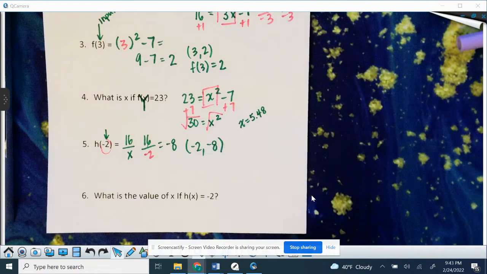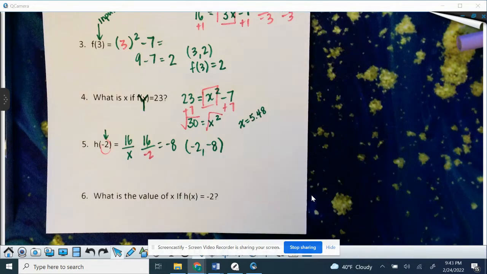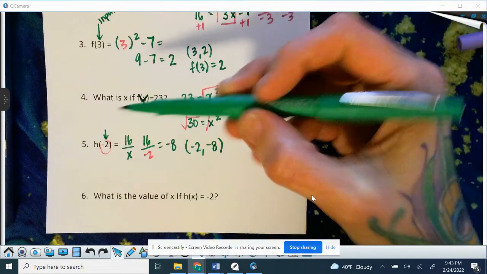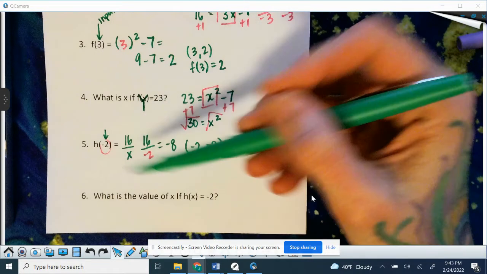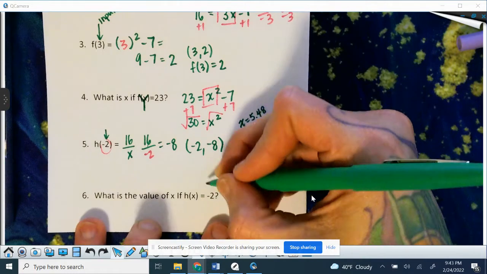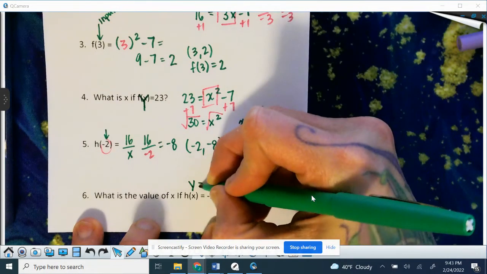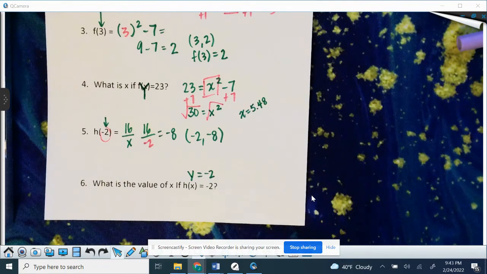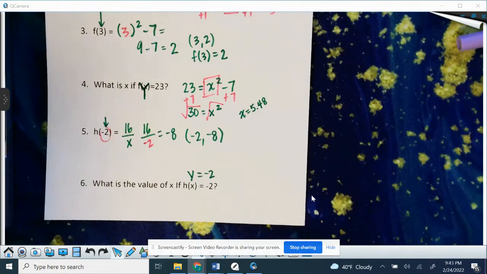So again, when you see h of x and the x is gone and there's a number there, it goes in the place of x, just like it looks like it would. And then what is the value of x if h of x is equal to negative 2? These two are using the exact same numbers, just so you can see the difference in the notation. This is in the place of x. This is on the other side of the equal marks, and this is basically saying y equals a negative 2, because h of x is the same thing as y. It's just notating that it's Harry's function versus Gertrude, Frank, or Jenny.